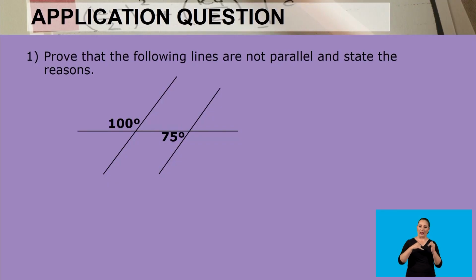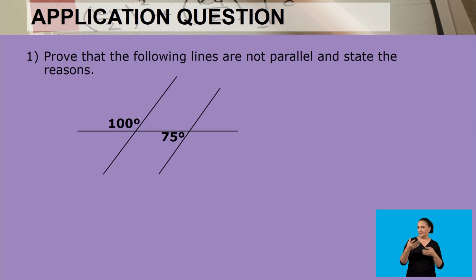Welcome back. Now let's continue with application questions. The first one: prove that the following lines are not parallel and state the reasons. Let's look at the information that we have.